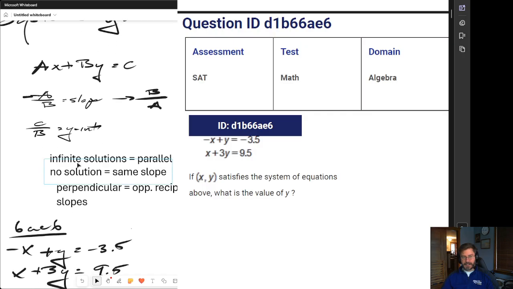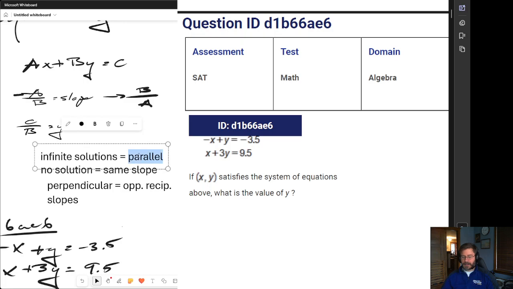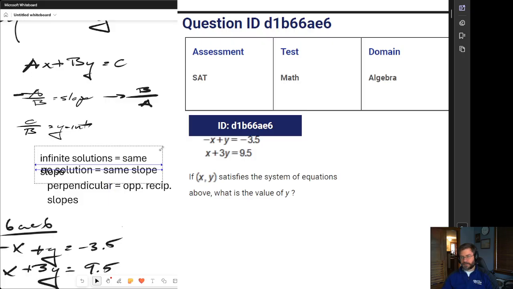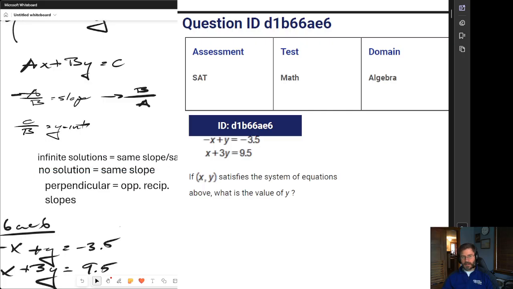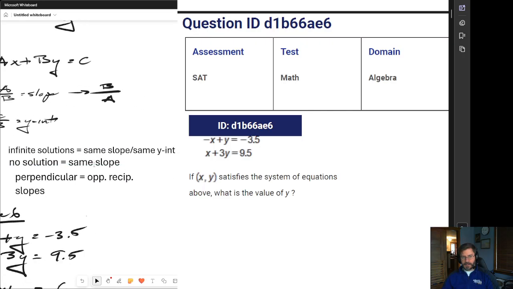We have some other definitions here. Infinite solutions means the lines are parallel. Or sorry, they're not parallel. They have same slope, same y-intercept. Same y-intercept. And then no solution just means same slope, different y-intercept.